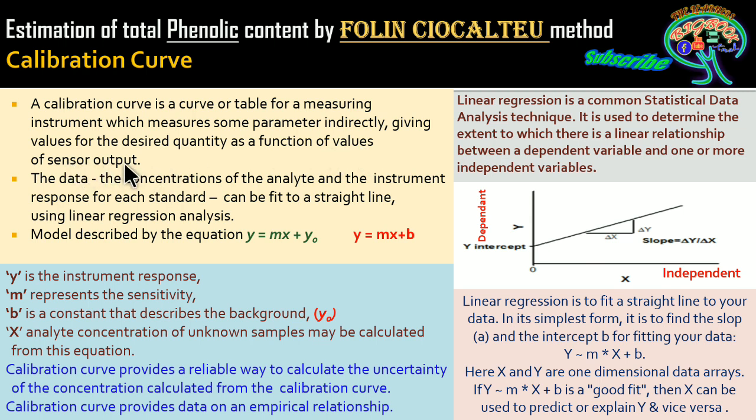Here, for example, as we are using the colorimeter or spectrophotometer, you are going to observe the instrument measures some parameters indirectly, giving the values for the desired quantities. The desired quantities, whatever we are going to submit, are the standard series and also the samples which we are going to subject, and according to the sensor output we are going to get the measurements.